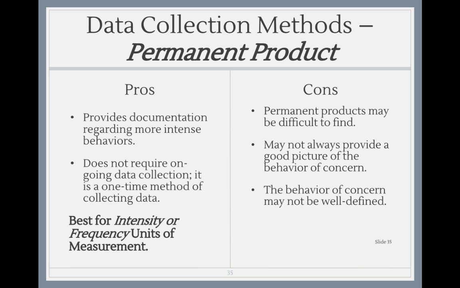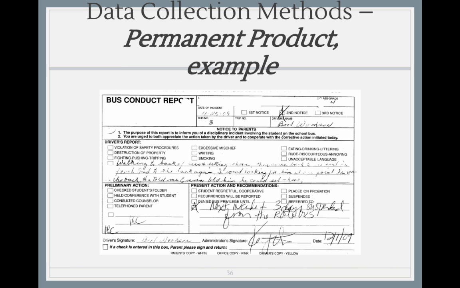Permanent products may be difficult to find. They may not always provide a good picture of the behavior of concern, and the behavior of concern may not be well defined. Here's an example of a permanent product, and this is a bus conduct report. So you can see it's a form that is found in a student's file, and this would be an example of a permanent product.